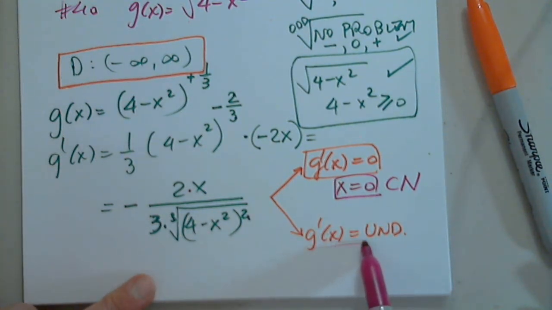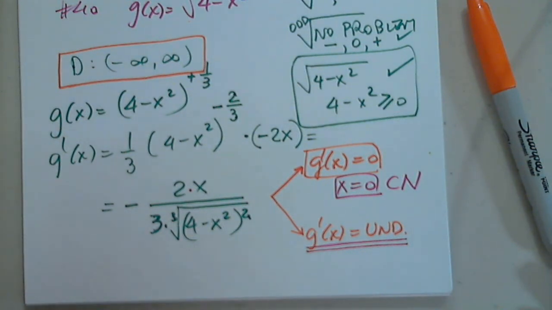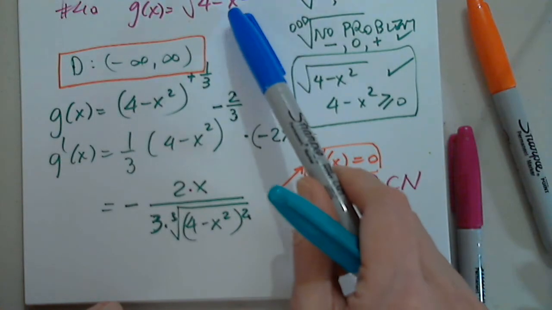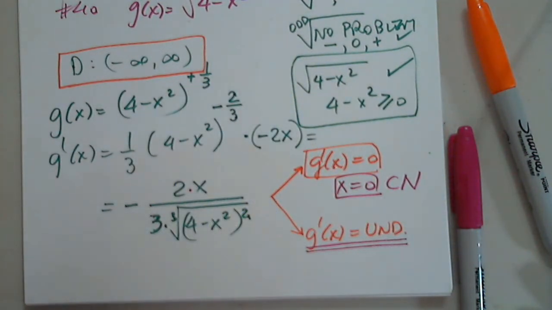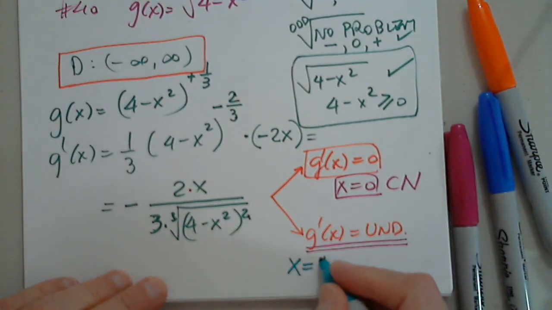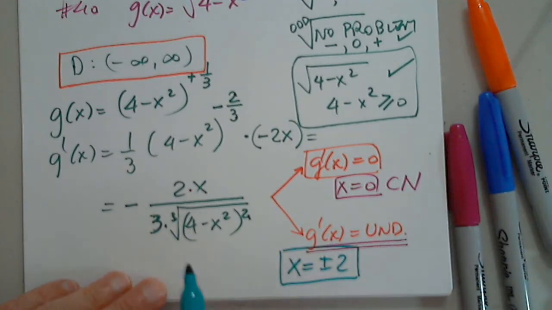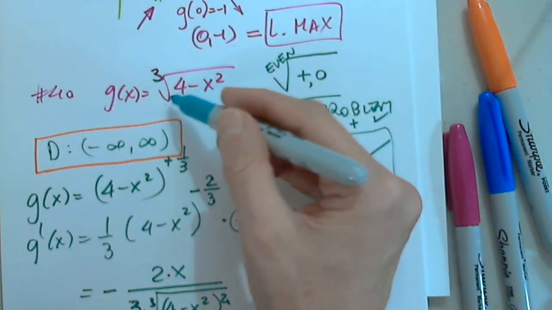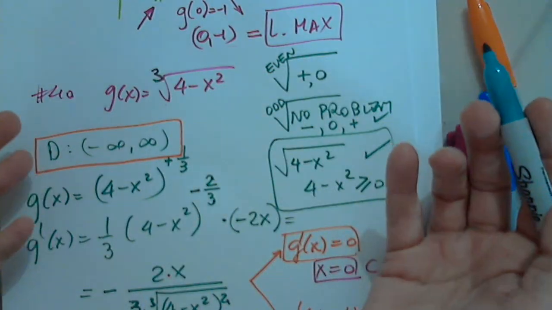Okay, is a critical number coming from g prime being undefined? Is this function now, which is different from the original function, ever undefined? 2 and -2. Thank you very much. Indeed. Here I didn't have that problem because this could be 0. If x is 2, I get 0. If x is -2, I get 0. But who cares? 0 is okay.